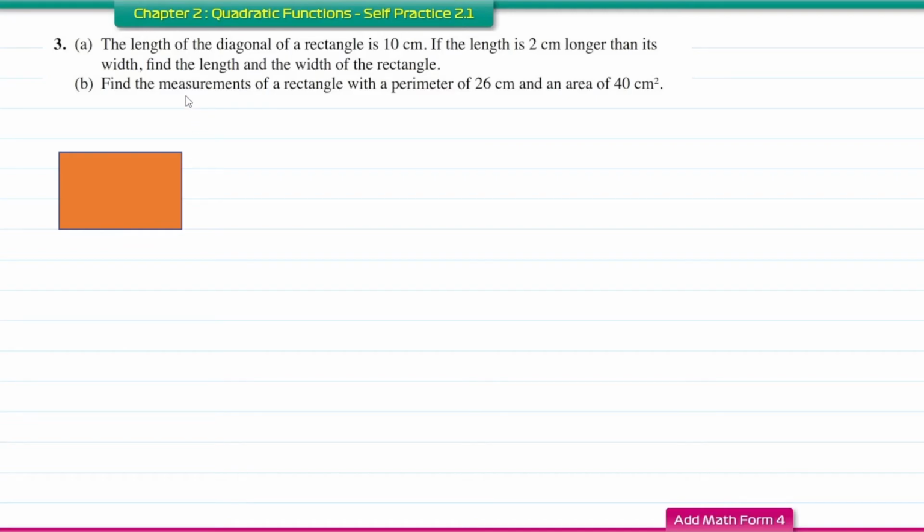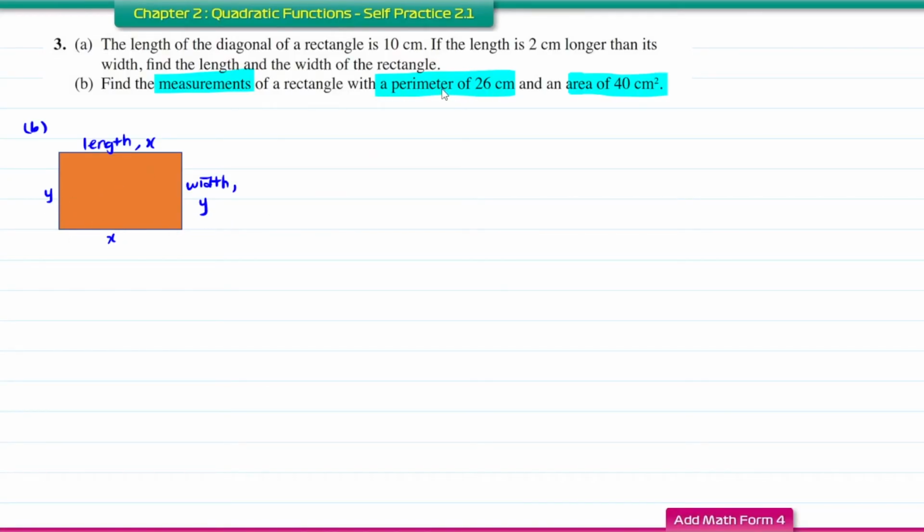Question B. Find the measurements of a rectangle with a perimeter of 26 centimeters and an area of 40 centimeters squared. So let's say this is the rectangle. So this is the length, this is the width. As we don't know what the length and width are, let us represent the length as x and the width as y. So this is going to be the x and y as well.